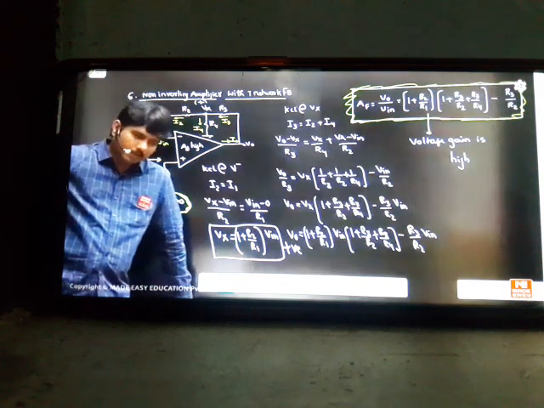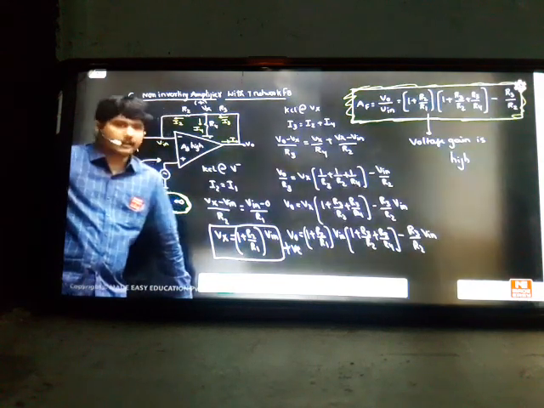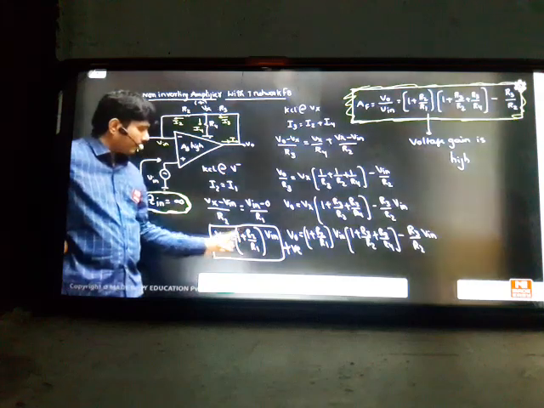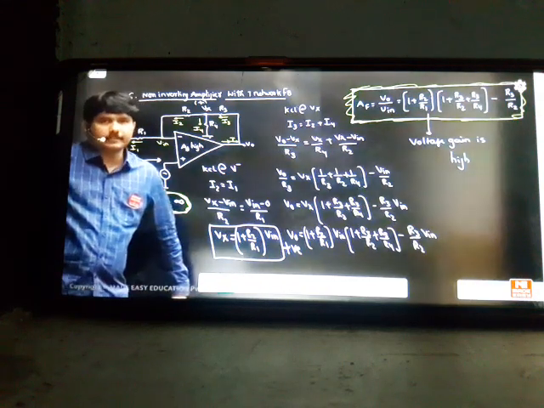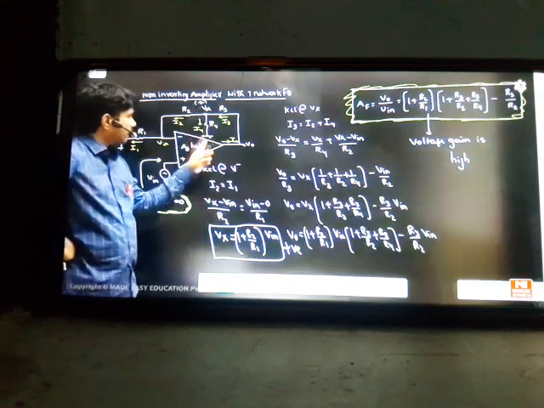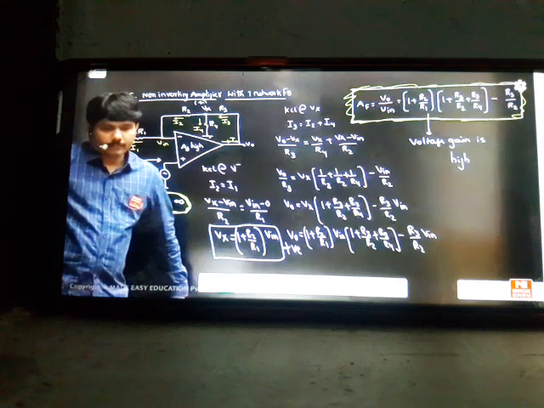Sabnidas, you also asked the same question. Vx, are you assuming positive polarity? What I am saying here is that I did not assume Vx. I found it: 1 plus R2 by R1 into Vin. That's a positive quantity, therefore I have written positive. Then I made I4 in the downward direction.